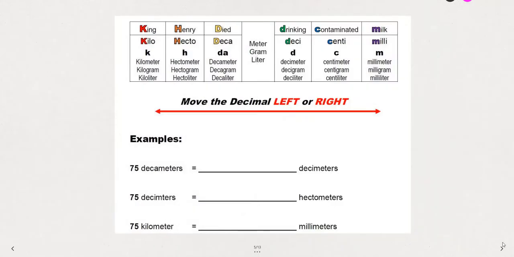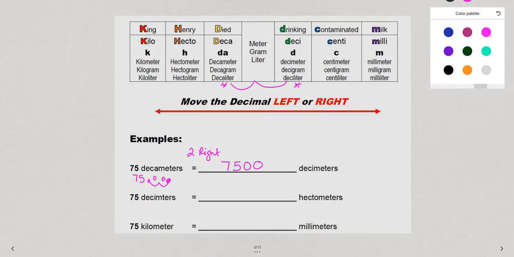Let's practice this. 75 decameters to decimeters. To go from a deca to a deci is 2 hops to the right. So the 75 decameters goes 2 hops, decimal goes 2 hops to the right, and I would need to fill in 2 placeholding zeros, so that's 7,500 decimeters.